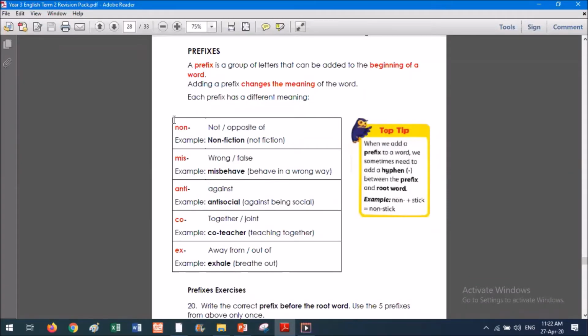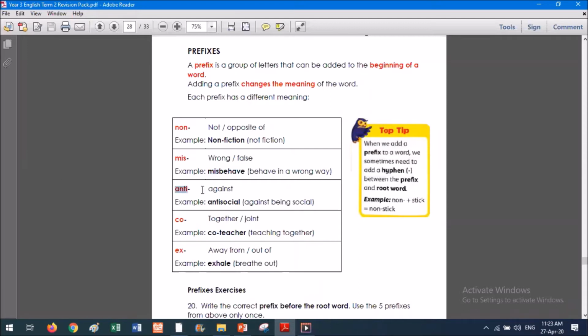First, we have non, which sounds very much like not. So we know that non can mean not, or the opposite of. For example, non-fiction means not fiction. The next one we have is mis. Mis means wrong or false, so there are 2 different meanings for mis. Here we have misbehave, so it's not behaving well, behaving in the wrong way.